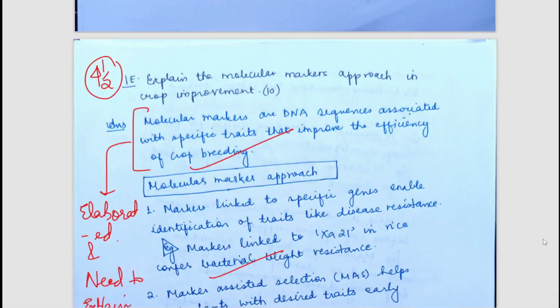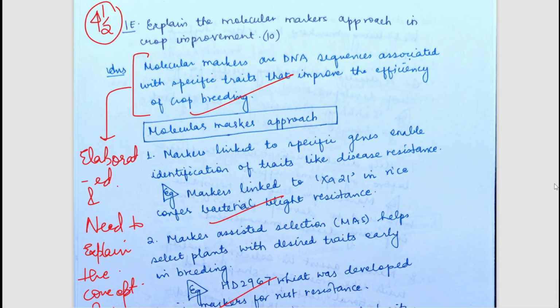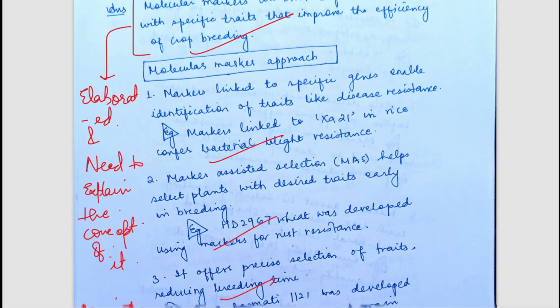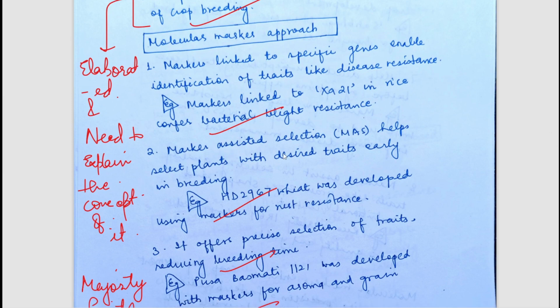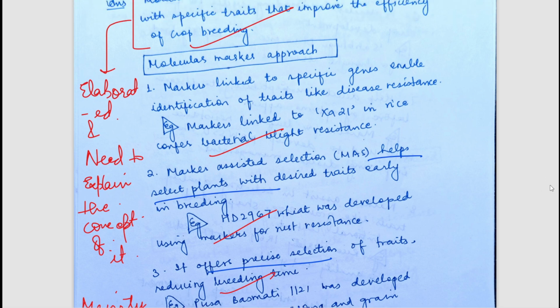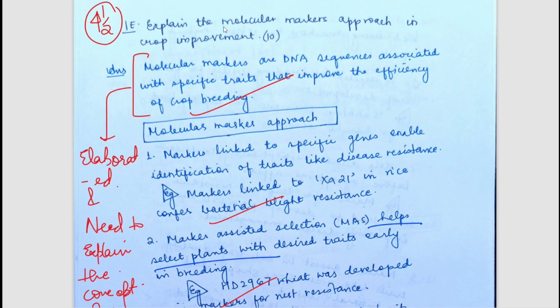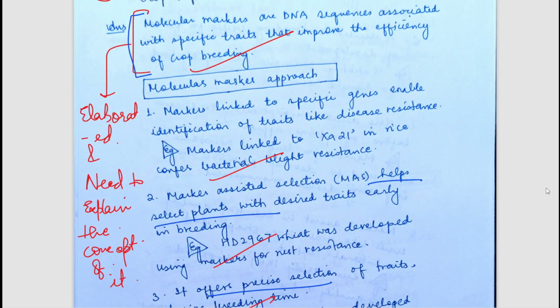The next question is, explain the molecular markers approach in crop improvement. As you can see, the student has mentioned the molecular marker approach, but generally its role or importance has been mentioned. It helps in selecting plant varieties, it offers precise selection, so it is kind of their importance or role. Here the student should have elaborated on the molecular marker approach, with perfect examples of molecular markers, which would be a better structure, and the roles should be explained briefly.